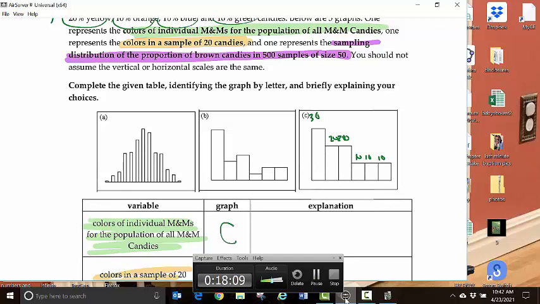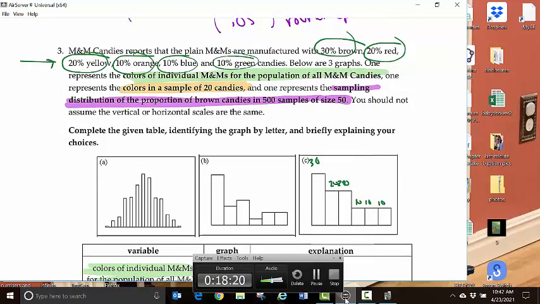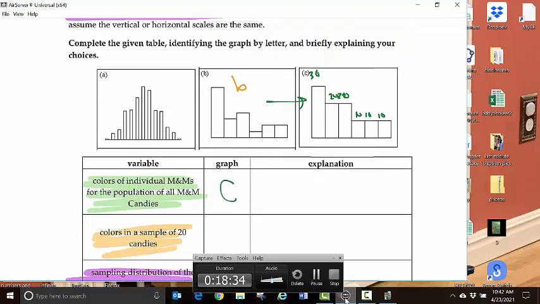Now the other one is saying, hey, taking that population, kind of like you guys did with the Skittles, right? What if I just did a sample, one bag of 20 candies? Wouldn't it kind of look similar to this? Right, but just a little variation. Like all of your bags were similar, but they had a little bit of sampling variation. So this one would be B, because it doesn't match the population example exactly, because it was a sample of 20 candies, but it's similar.